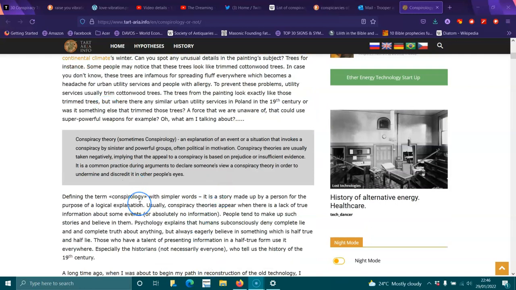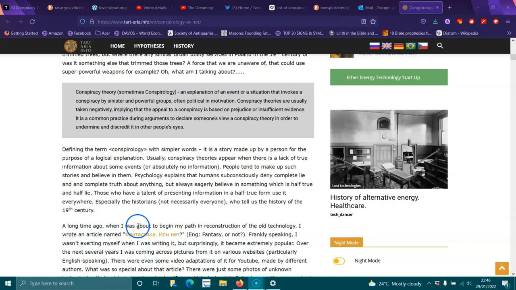Defining the term conspirology in simpler words, it's a story made up by a person for the purpose of a logical explanation. Usually, conspiracy theories appear when there is a lack of true information about some events or absolutely no information. People tend to make up such stories and believe in them. Psychology experts explain that humans subconsciously deny complete lie and complete truth about anything, but always eagerly believe in something which is half true and half lie. Those who have a talent for presenting information in a half-true form use it everywhere, especially historians, not necessarily everyone who tells us the history of the 19th century.